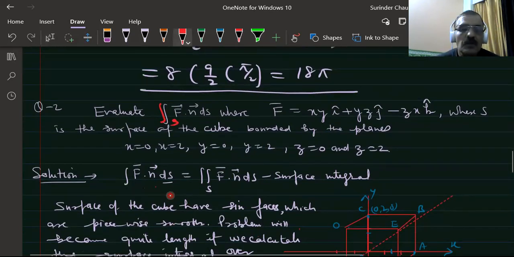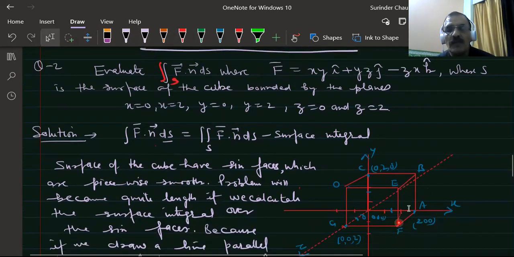What do we mean by this? It means the integral of F dot dS is equal to the surface integral of F dot n vector dS. So this is the figure. The surface of the cube has 6 faces, and each of the 6 faces is piecewise smooth.